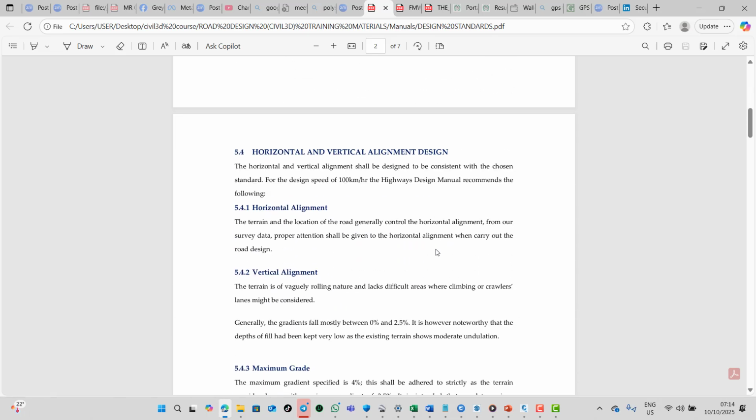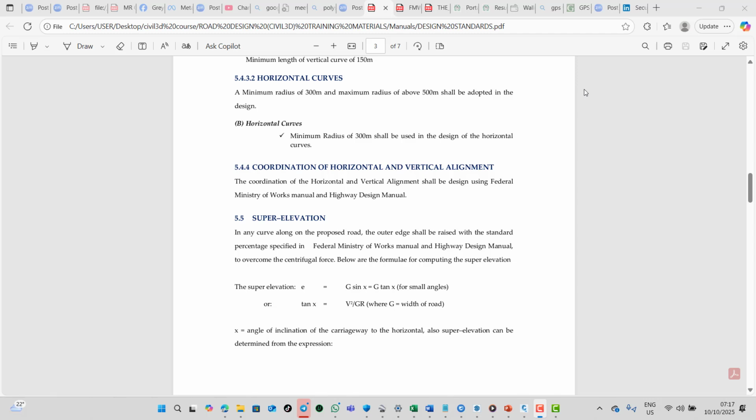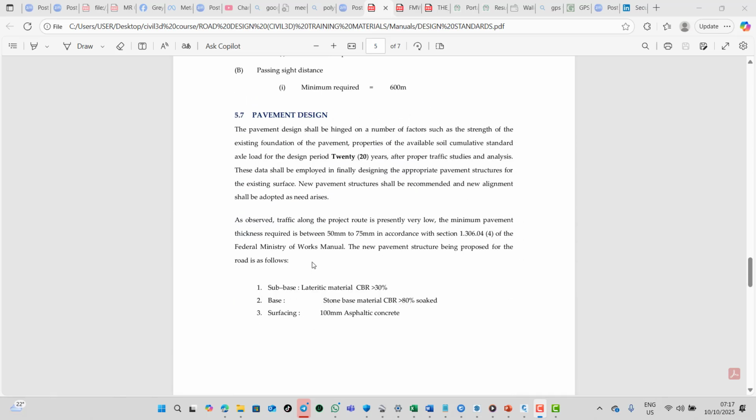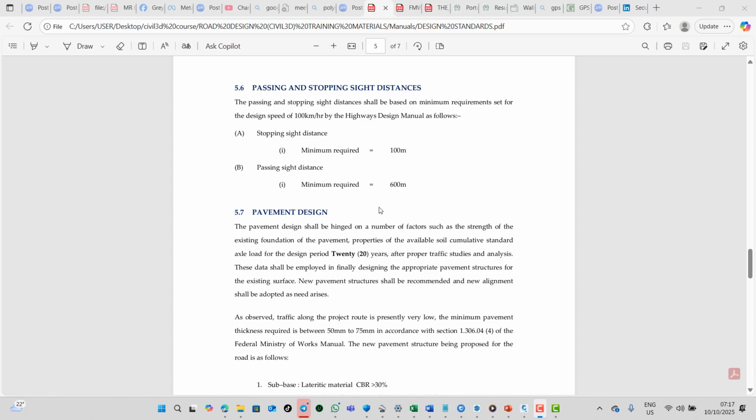I wouldn't want to go into that. But we have another key, important piece of information here, which is the minimum radius for our horizontal curve. I'm going to also speak extensively about that as we progress. But what I want us to take note of is that we have stopping sight distance and passing sight distance. This is also another very key, important piece of information that you should know. There should be a minimum stopping sight distance required, then there is a minimum passing sight distance required as well.